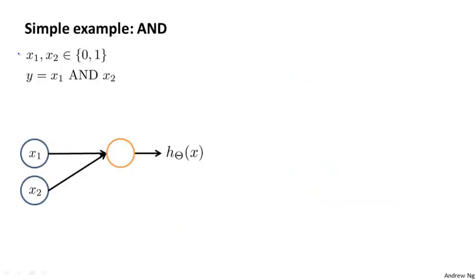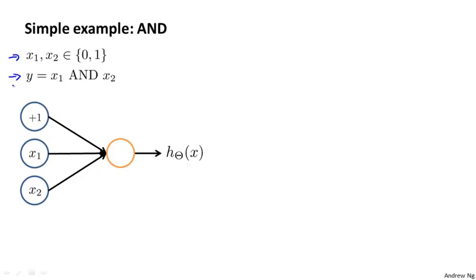Concretely, let's say we have inputs x1 and x2 that are again binary, so each is either 0 or 1, and let's say our target label y is equal to x1 AND x2. This is a logical AND. So can we get a one-unit network to compute this logical AND function? In order to do so, I'm going to actually draw in the bias unit as well, the +1 unit.